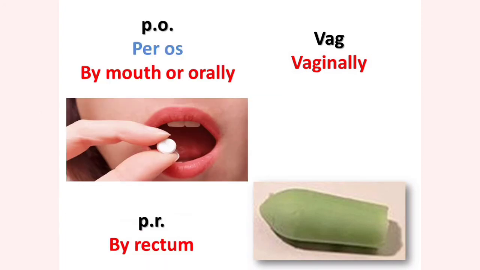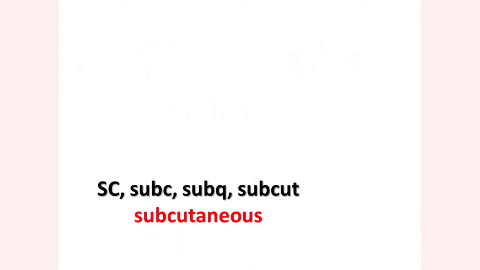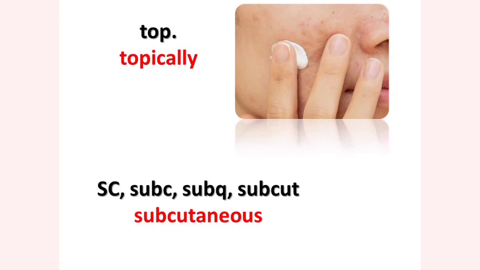And another is PO. PO means per os or per oral, which represents by mouth or orally. If you have to take that medicine by the oral route, they will write PO, meaning per oral, orally, by mouth. And another is SC or SUBQ or subcut, which represents subcutaneous injection. And another is TOP, which represents topically.